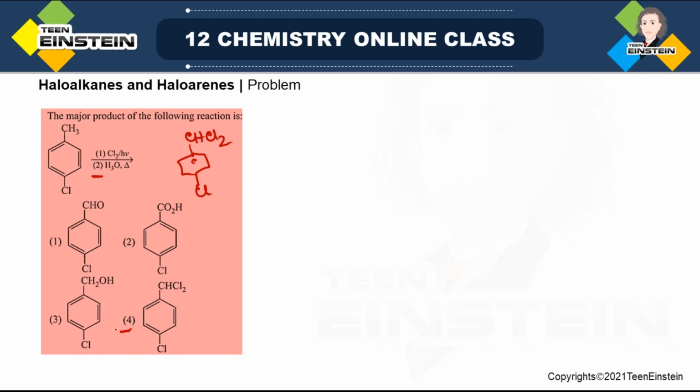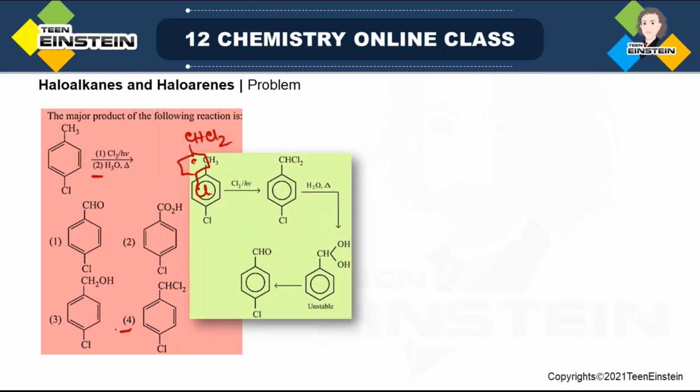So obviously this is not the end product, right? And you have to find the end product. Now the actual mechanism is, first there is formation of this option 4 compound. See, this is option 4 compound, but you are using H2O plus, though here it is H2O. H2O plus means it is H plus in presence of water.